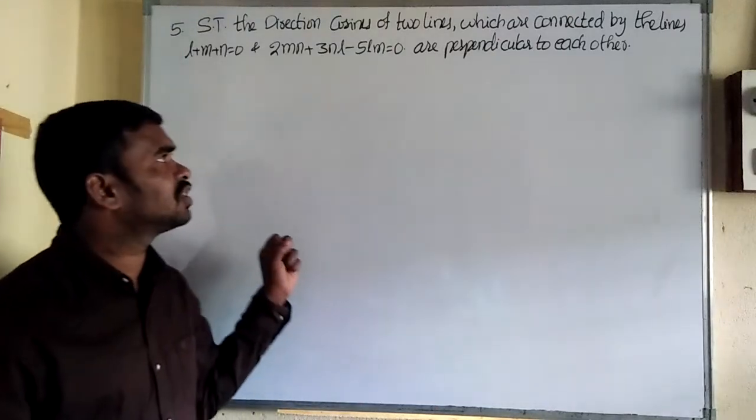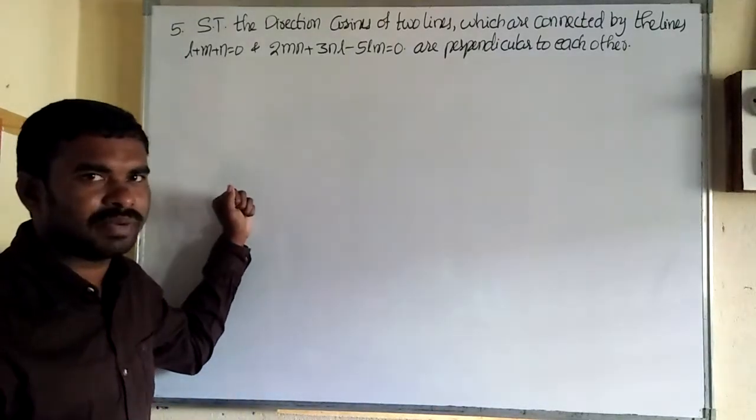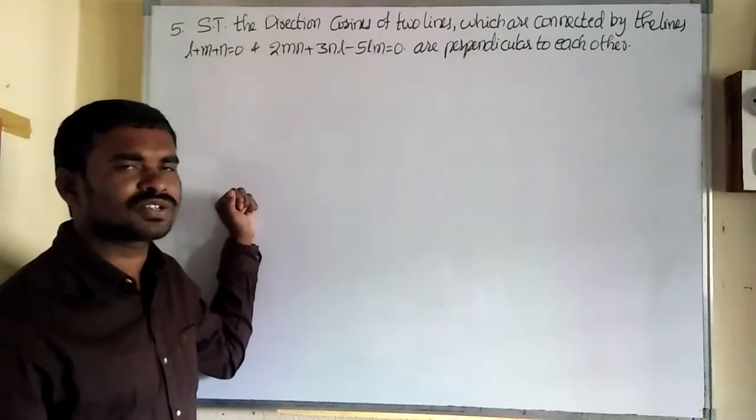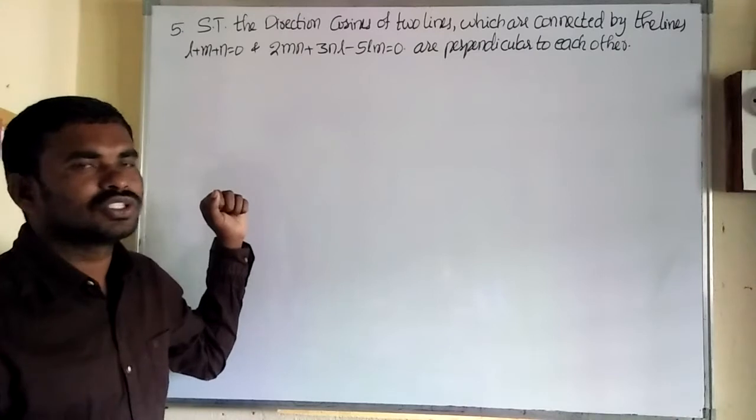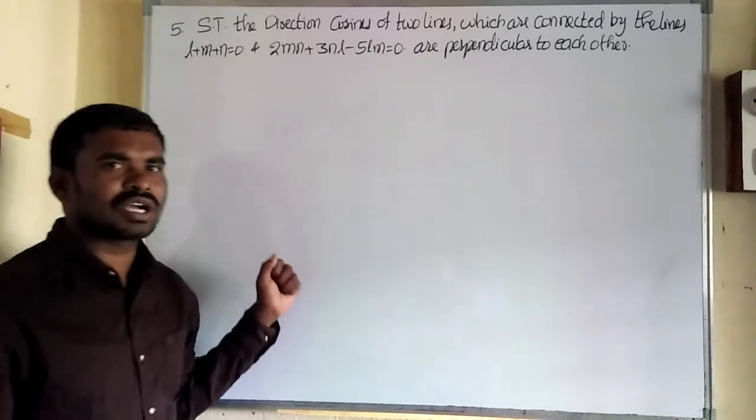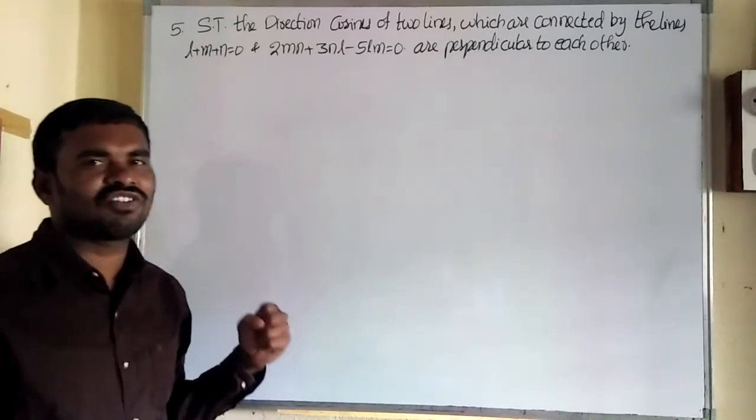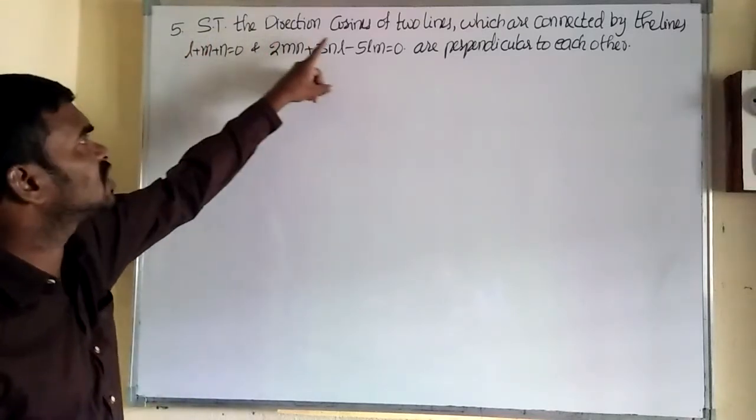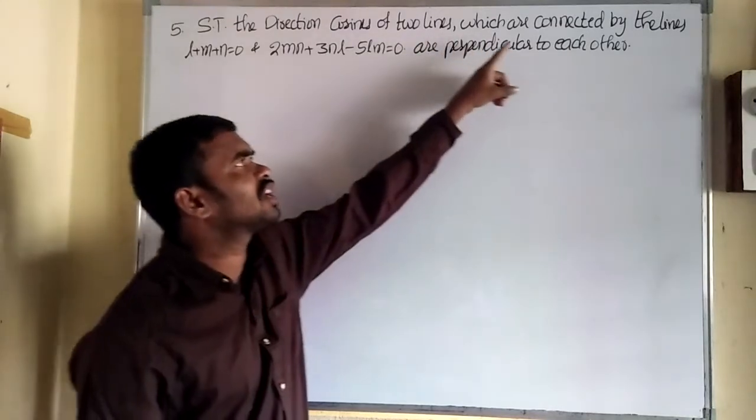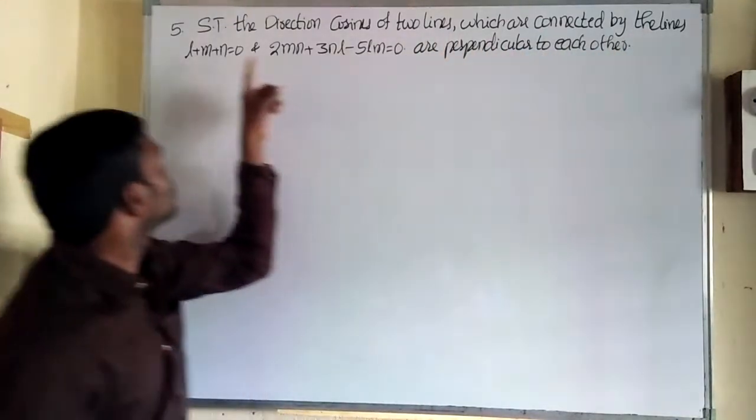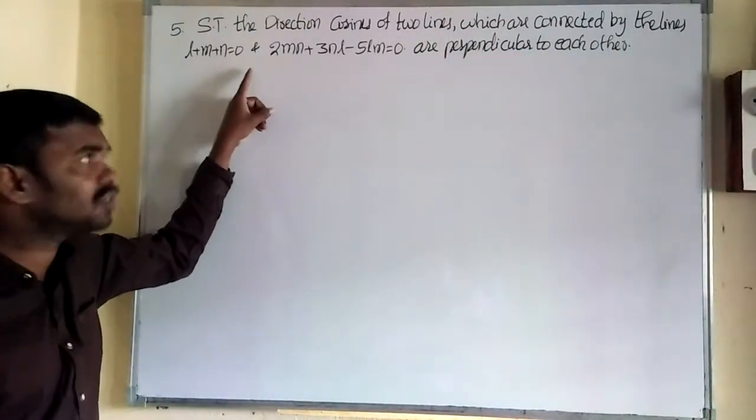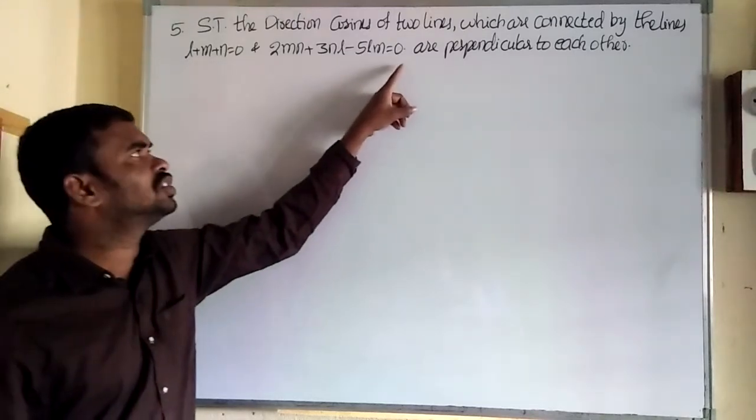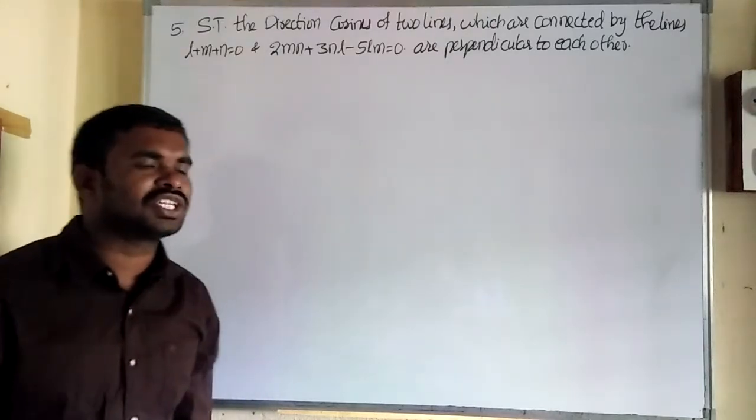In this class, we are going to learn Intermediate First Year Maths 1B, 6th chapter, Direction Quotients and Direction Ratios, Part 2. In Part 1, 4 long questions were completed with an introduction and some formulas. Now, the 5th question: show that the direction quotients of two lines which are connected by the relations l + m + n = 0 and 2mn + 3nl - 5lm = 0 are perpendicular to each other.